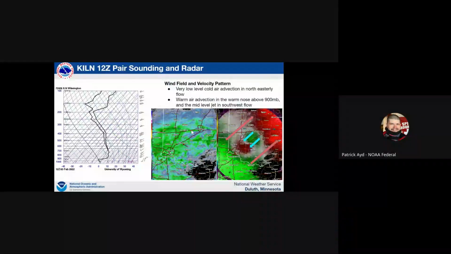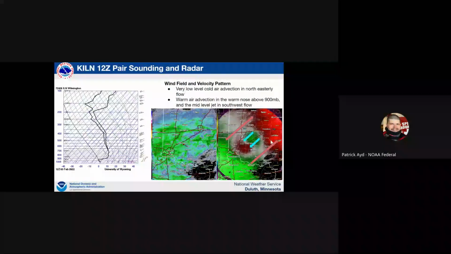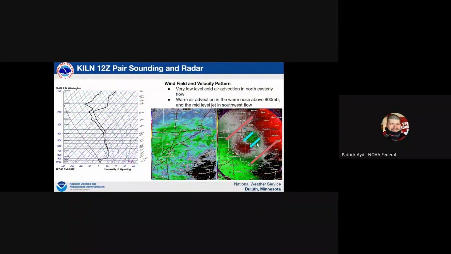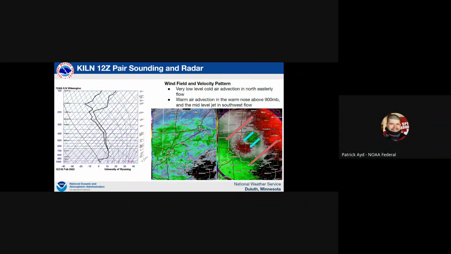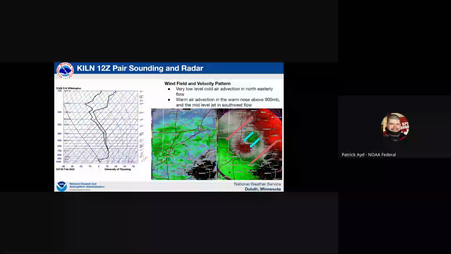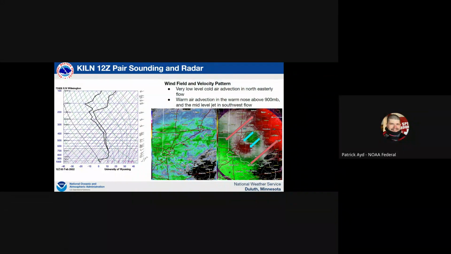So the velocity pattern has a couple of patterns to it. Down low, we have winds from the northeast. What's that picking up? That's picking up our very shallow, low-level cold air advection and northeasterly flow. Above that, we have southwesterly flow aloft. So that's our large warm air advection supporting that warm nose and that strong mid-level jet and southwest flow aloft.